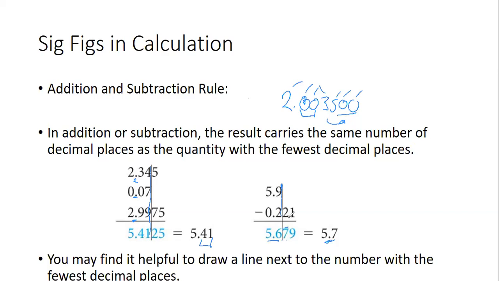All right. So you do rounding when you report your final answer. So 5.679 gets rounded up to 5.7. If you're doing addition and subtraction, you only round at the very final step. So you write down all the numbers, then you draw your line, and then at the very end, you round up.